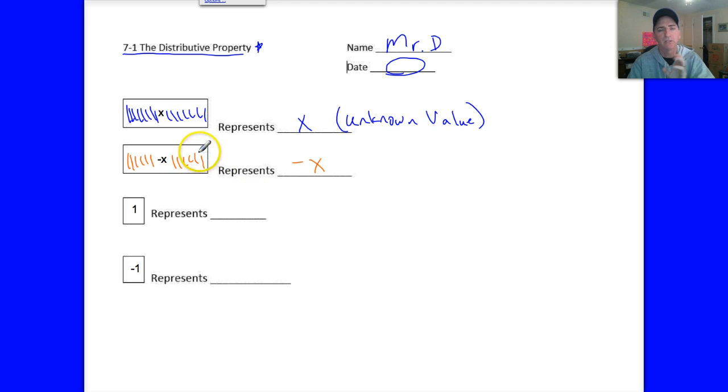So those shapes, those rectangles, just represent some unknown value. And then as we move down the page, this one, that would be colored blue in class. That just represents a value of 1. So if you had 3 of those pieces, that would represent 3. And then obviously you can probably figure out that this would be colored red, and that would represent a value of -1 for us. That's going to be the standard pieces for me to introduce the topic of distributive property and how it works for you.